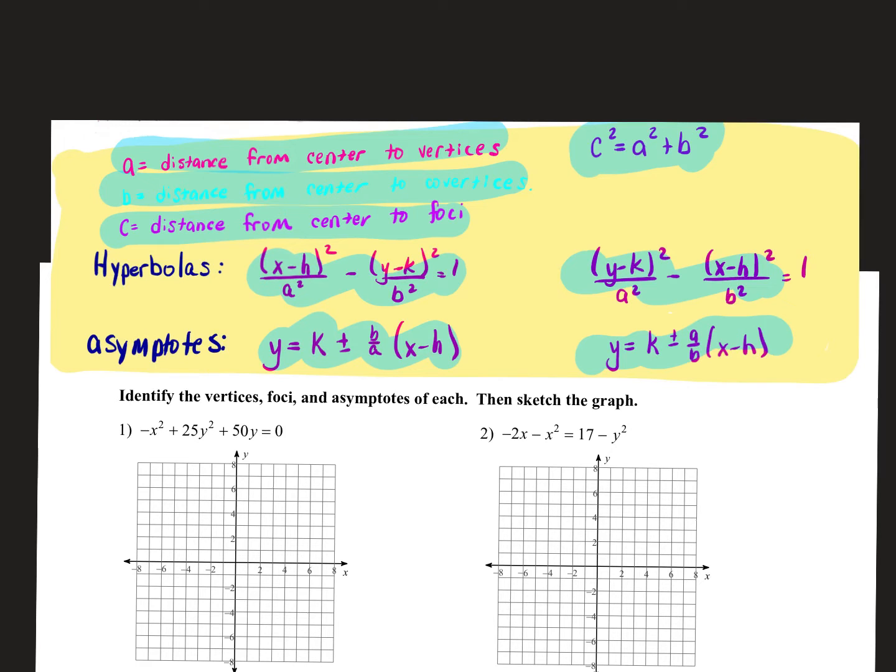Hyperbola, extra practice. I'll put this up on Canvas. I'll record this now. For your test, your final test, and for your quiz, you guys are allowed to have notes, okay?